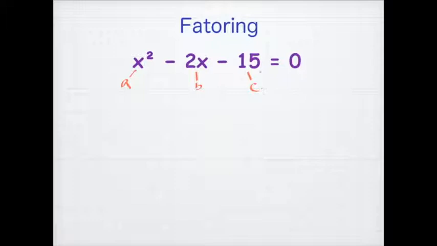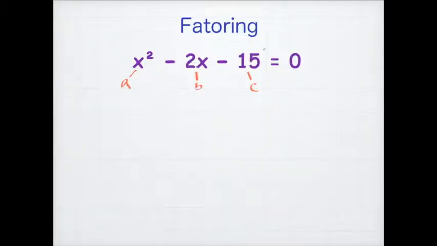Start with factoring first. x squared minus 2x minus 15 equal to 0. This is our equation. As we see this equation, we know that x squared will be our a value, negative 2x is our b value, and negative 15 is our c value.